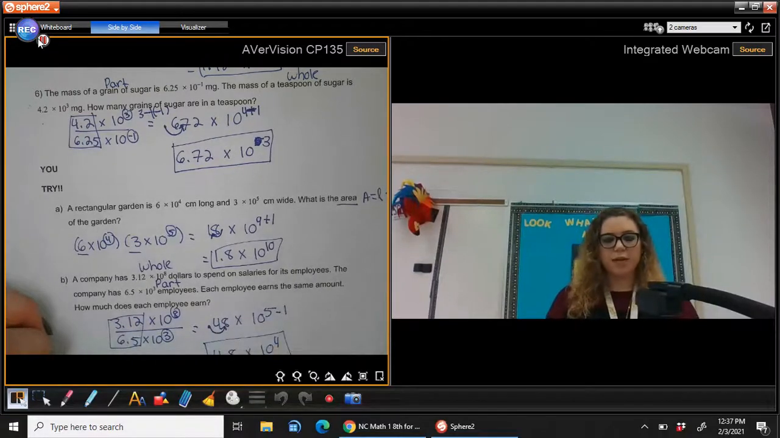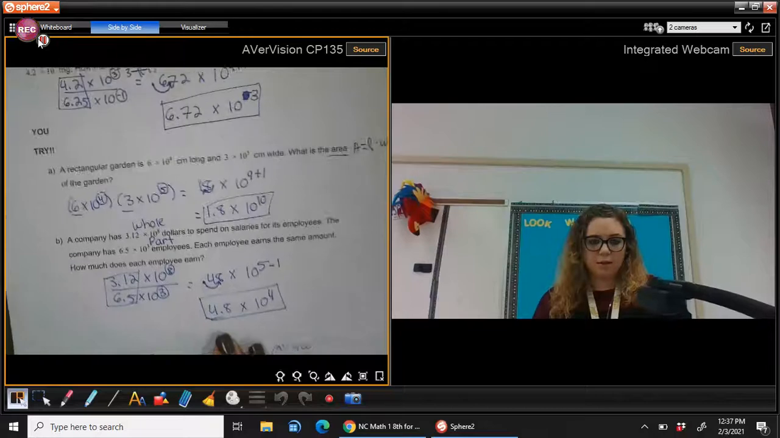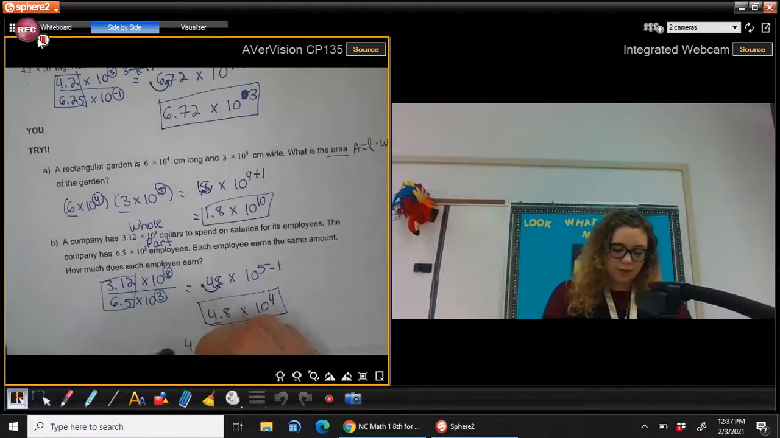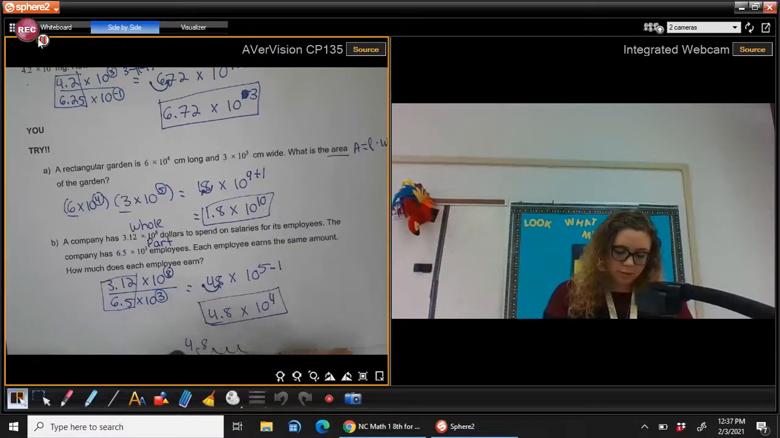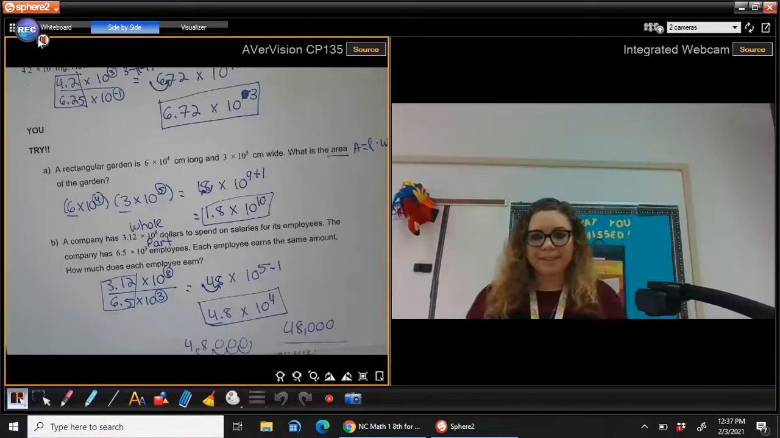Now if you want to know exactly how much they make, you can convert that to standard form, the kind we know. So it's going to be 1, 2, 3, 4. So they make 48,000, which is more than I make teaching.